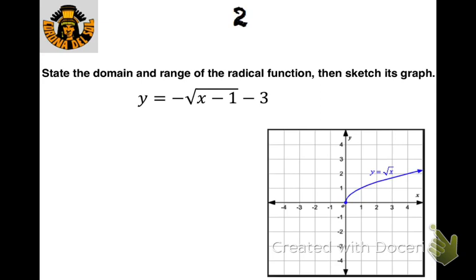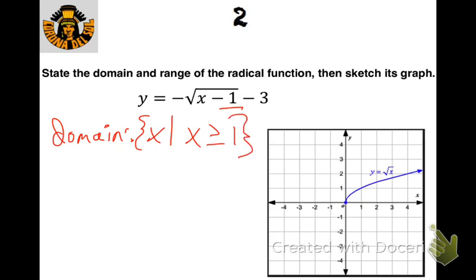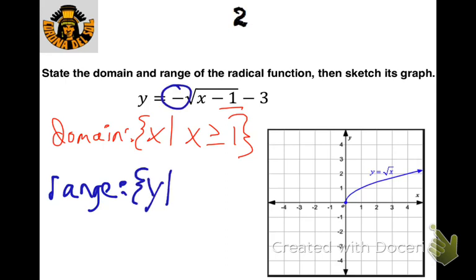Okay, similar question, domain and range. So domain looks like it's been shifted to the right 1 unit. So that means the domain is going to be x is greater than or equal to 1. The range is starting there at negative 3 because it's been shifted down 3, but then it's been reflected, so it's going to be y is less than or equal to negative 3.